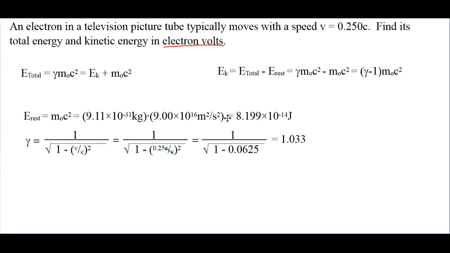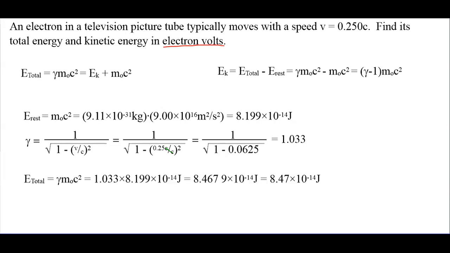So all I've done so far is I've gathered the rest energy as well as the gamma factor. So at this point, I can either go straight to the total energy by using this equation, or I can use this equation and find the kinetic energy. Or once I find my total energy, I can just put that in here and subtract the rest energy, and I have my kinetic energy. So there's a couple of different ways to go about this.